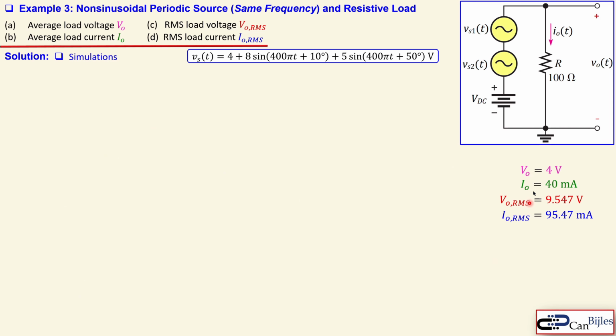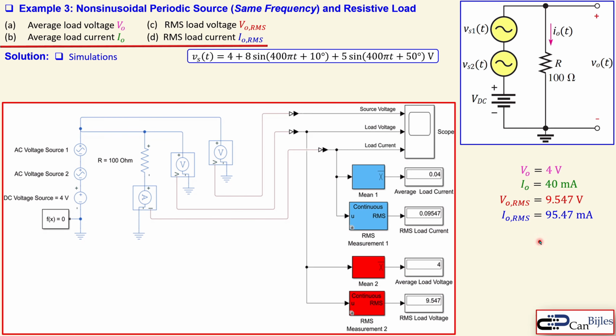Now let's bring them all together. These are the values we just determined, the summary, and we will now look at the Simulink, again the same format, but now two sources with the same frequencies, again the same load, a straightforward discussion as before in example number 2. I go one by one. You see here the average load voltage 4 as before. You see the average load current 0.04 or 40 milliamps as before.